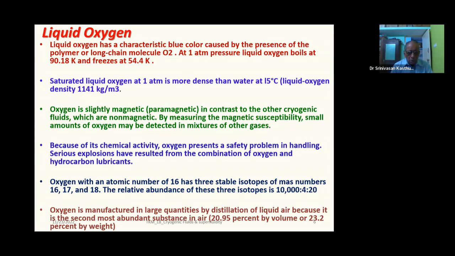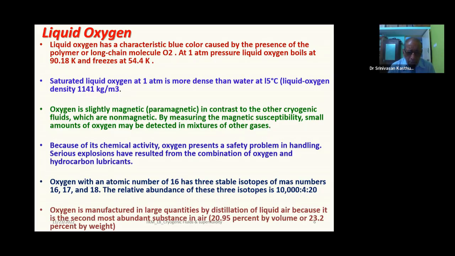Oxygen has an atomic number of 8 and three stable isotopes with mass numbers 16, 17 and 18. The relative abundances are 10,000 to 4 to 20. So the major isotope, 16, is a very large quantity, as in the case of nitrogen, which is 14.